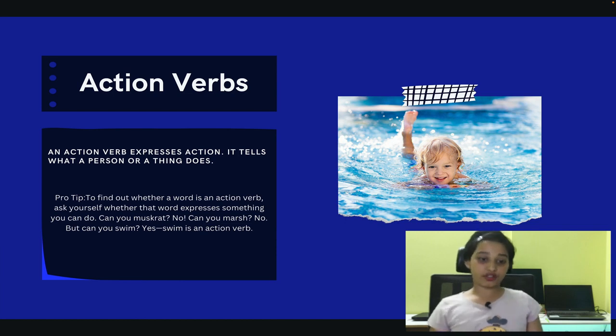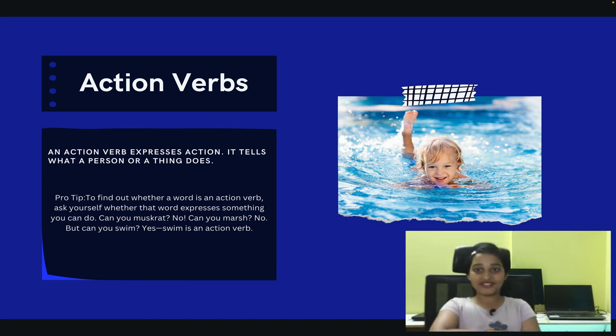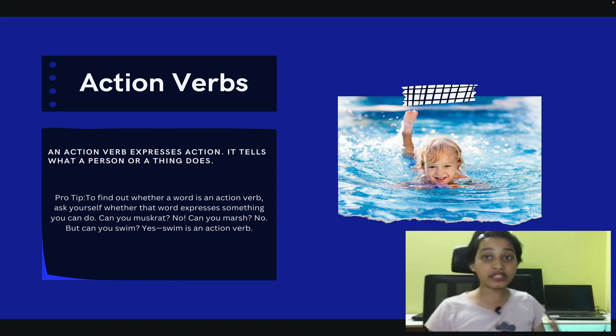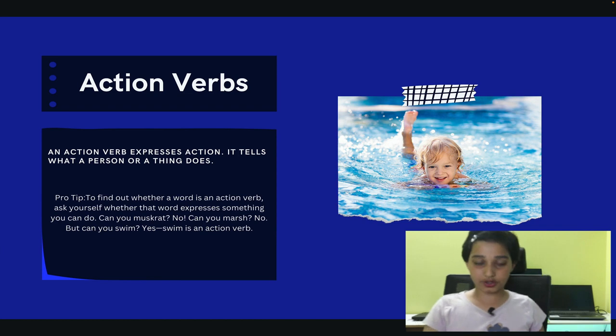Now what is the pro tip here? To find out if the word is an action verb, or if the verb is any other type of verb, you just ask yourself whether it expresses anything that you can do. Like, can you muskrat? What is muskrat? Can you marshmallow? No, you cannot. But can you swim? Can you play? Can you study? Can you read? Yes, you can. So swim or read or any such word is an action verb.